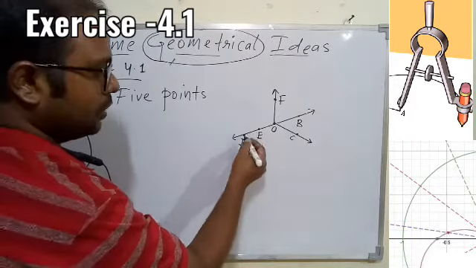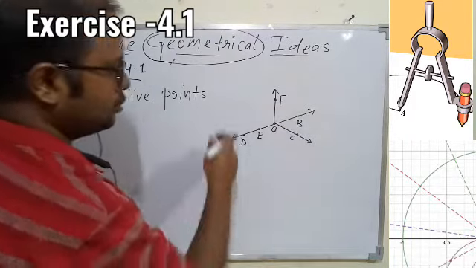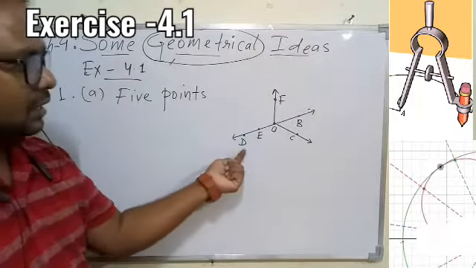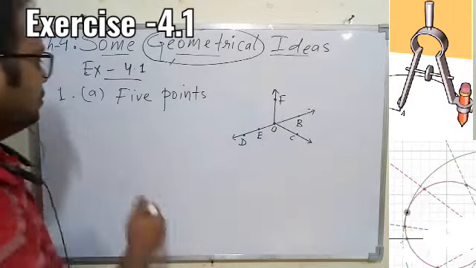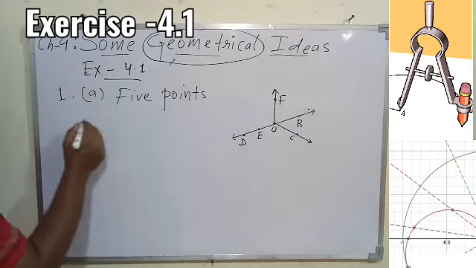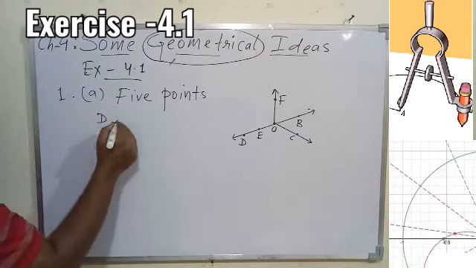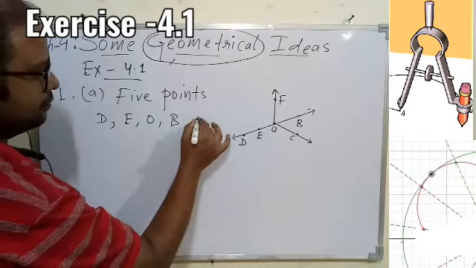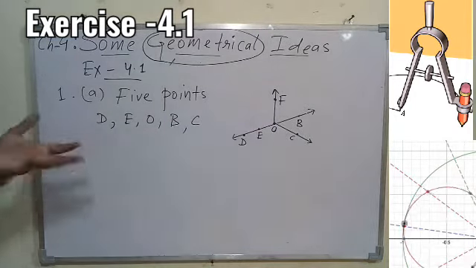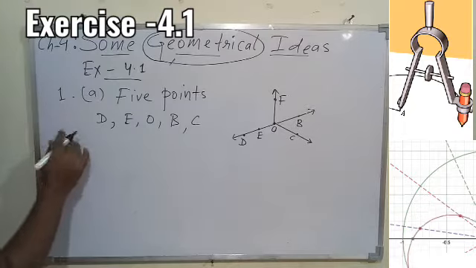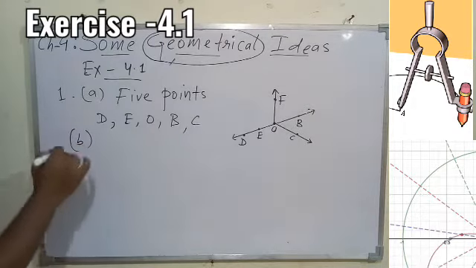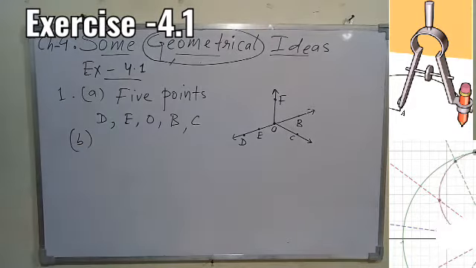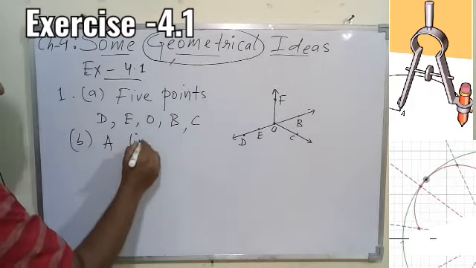So we can find 1, 2, 3, 4, 5, 6. So 6 points you can already see, D, E, O, B, C, F. So we can say 5 points we have are your D, E, O, B and any one of C. So how can we locate? Okay, the B part says that find a line.